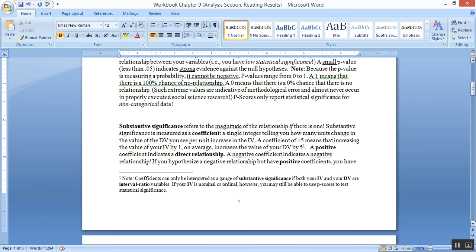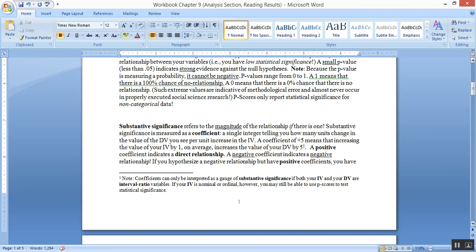The next thing that you can measure with a regression output is substantive significance, which refers to the magnitude of the relationship if there is one. So if you don't have statistical significance, you don't really need to look at your substantive significance. You know there's not a relationship, and therefore you can't gauge the magnitude of a relationship. But your substantive significance is going to be measured as a coefficient, and that coefficient is a single value telling you how many units increase or decrease you see in the value of your DV for each unit increase or decrease in the IV.